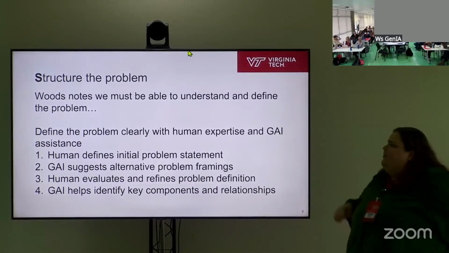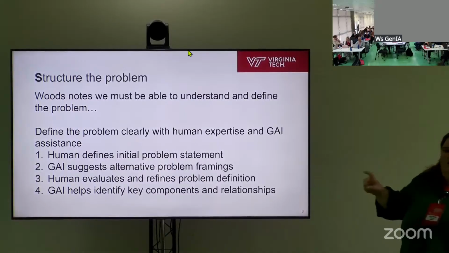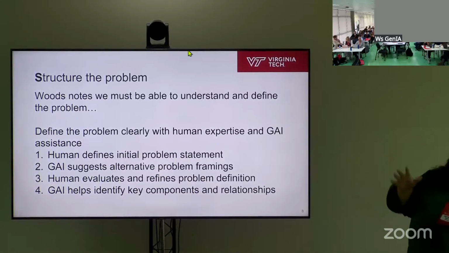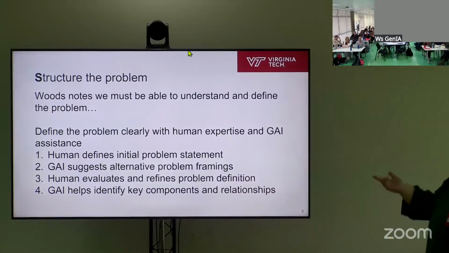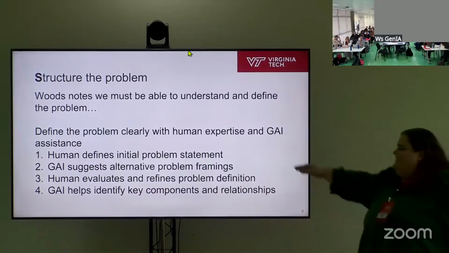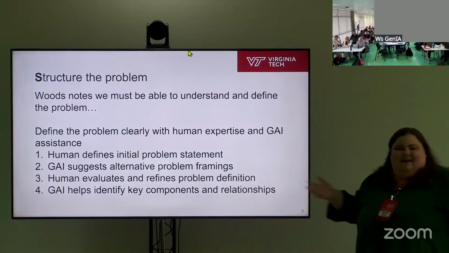So we look at structuring the problem, looking at Woods, who comes up with this sort of problem-solving methodology. He says, we must be able to understand and define our problem. That's like the very first step to actually solving it. So when we look at how that looks with our collaboration with AI, I think you can see it goes human, AI, human, AI. It's that volley back and forth.